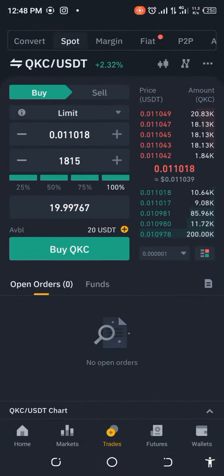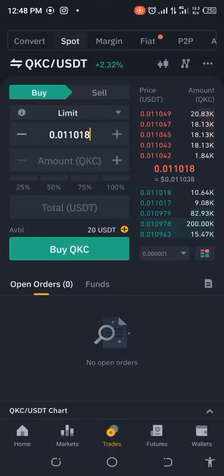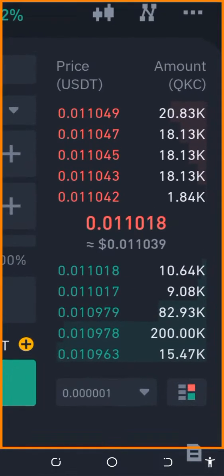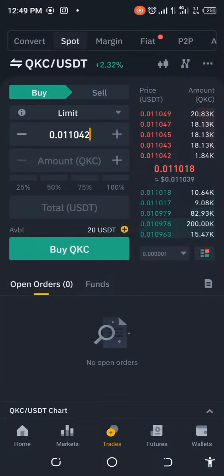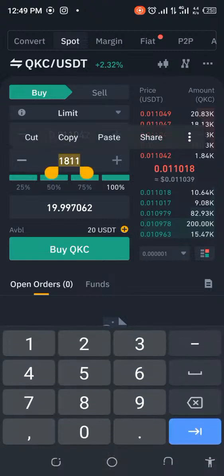But now, because we want to get it bought immediately, let's tap on this. Let me go back. And let's try out something. Let's tap on that first red. You can see that the price is higher than it actually is. You can see the price is 0.011042. But right now, what we really want to buy, which is the current price that's showing us, is 0.011018. So you can see that it's higher here. But now what I want to do is just do a quick simulation. Wow, we get 1811.